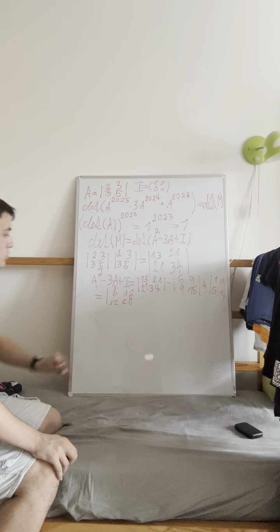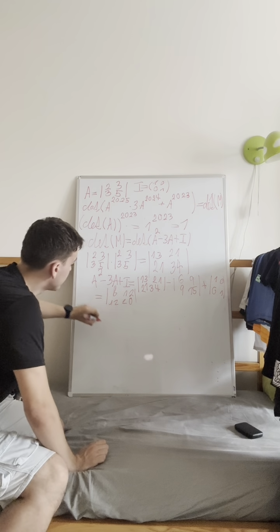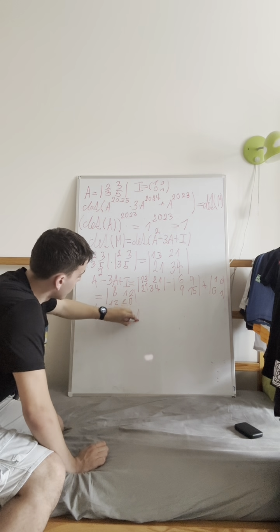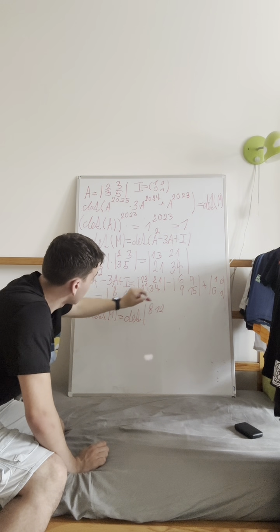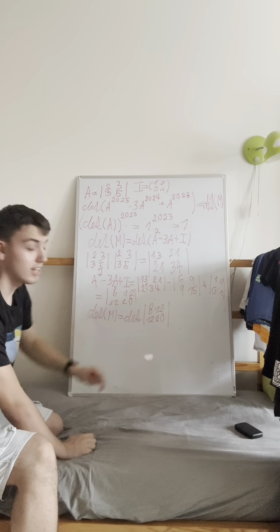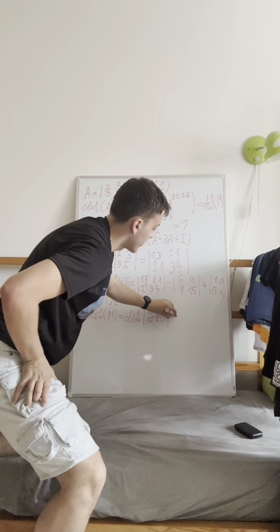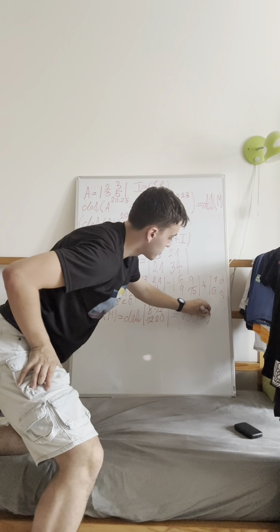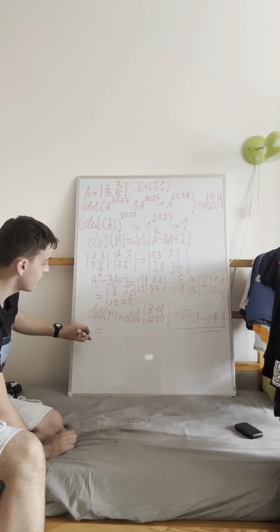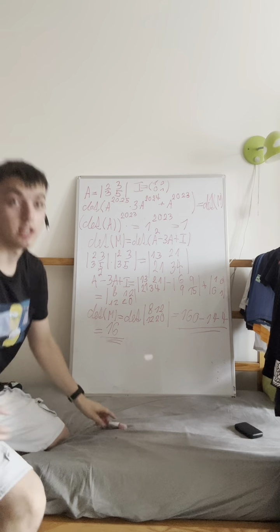The last part is to calculate the determinant of M, which is equal to the determinant of this matrix right here: 8, 12, 12, 20. We're just going to do the cross multiplication. 8 times 20 is 160, and 12 times 12 is 144. So it's 160 minus 144, and we are almost done. We just subtract these terms and we get 16. So the answer to this JEE problem is 16.